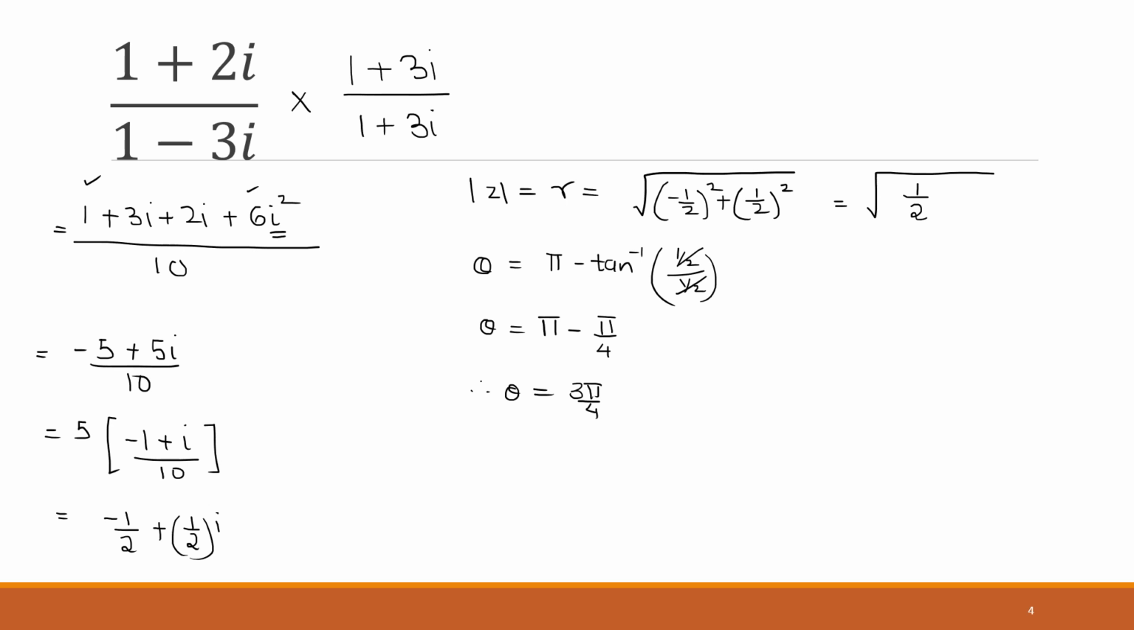कितना आ रहा है theta? 3 pi by 4. So polar form आएगा r, that is root half, cos theta plus I sin theta. ठीक है? Exponential form r e raised to I theta, r e raised to I theta. Understood?